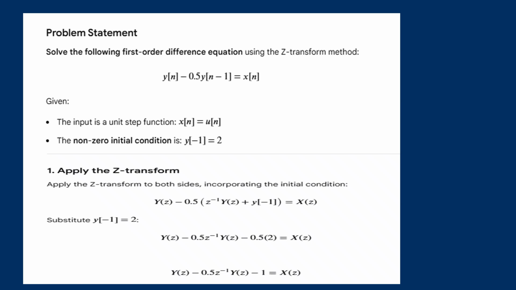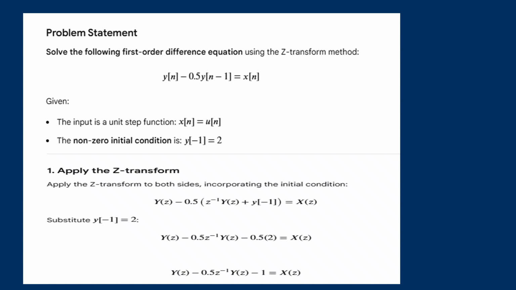Now see, in this example, the question is: solve the following first order difference equation using the Z transform, given by y of n minus 0.5 y of n minus 1 equal to x of n. Here the input is the step function x of n equal to u of n, and here a non-zero initial condition is given, that is y of minus 1 equal to 2. So this is the extra thing given. Now the process is the same, only while finding the z transform of y of n minus k, we have to use the initial condition. So first we apply the z transform on both sides, that is step number 1.